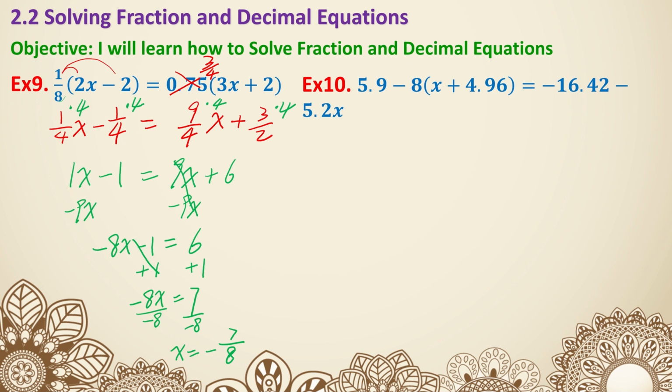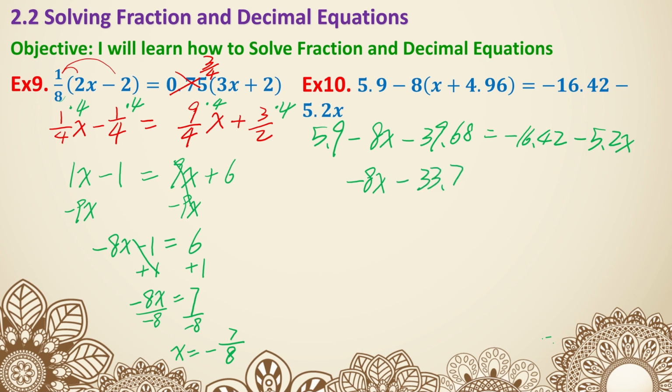Last example, number 10. First, get rid of the parentheses, 5.9 minus 8x, and then it's negative 8 times 4.96. That is a negative 39.68 equals negative 16.42 minus 5.2x. So we got negative 8x, and that is 5.9 minus 39.68. I got to combine like terms on the side first. So minus 33.78, that equals negative 16.42 minus 5.2x.